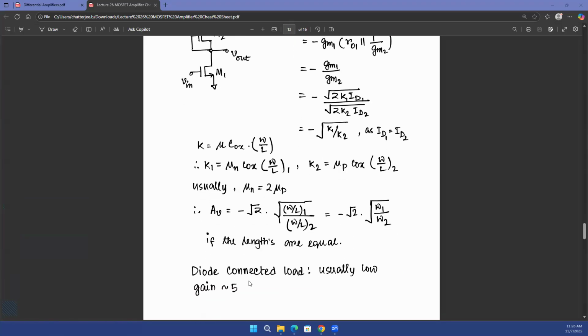Now I'm making a statement over here that for the diode connected load, the gain is usually low. It's in the range of 5. So why is that? That is because, as you just found out, the gain is eventually going to be the ratio of the widths of the two transistors. Now, even if you want a gain of 5, you have to have W1 25 times larger than W2. The width of transistor M1 needs to be 25 times larger, and then the square root will become 5. Of course, there is a square root 2 factor, but let's say we ignore it. Let's say square root 2 multiplied with 5. That's the overall gain. So W1 needs to be 25 times larger than W2.